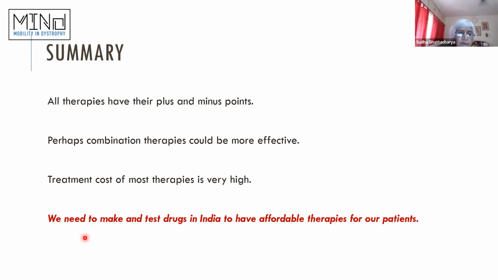So therefore, it is important that we, as patient groups, tell the government that we need to make and test drugs in India. That's the only way that we can have affordable therapies for our patients in India.